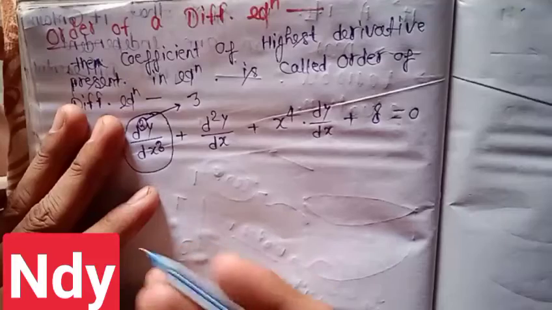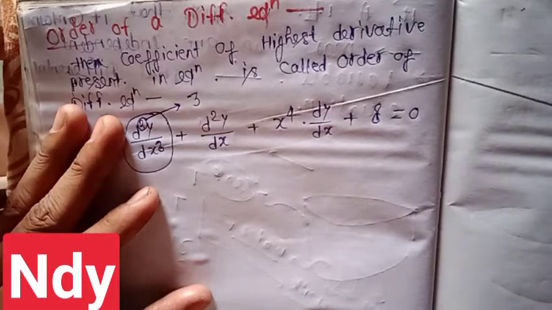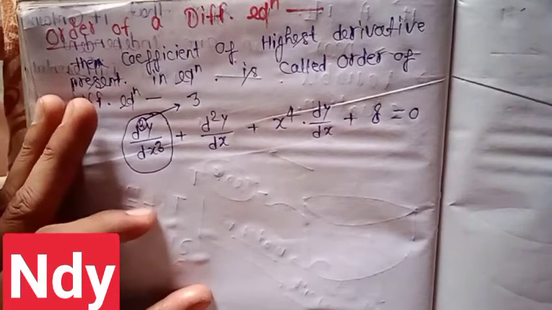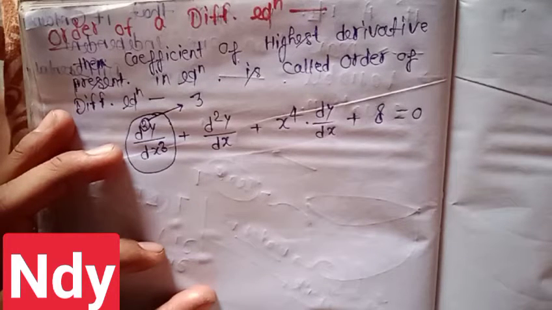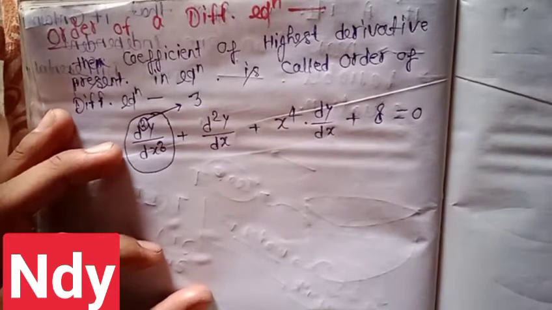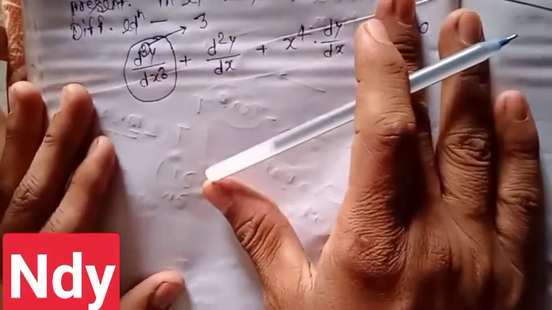Okay. And for any differential equation, however it looks, the order is defined in the same way: the order of the highest derivative present in the differential equation. Now let us see what we mean by the degree of a differential equation.